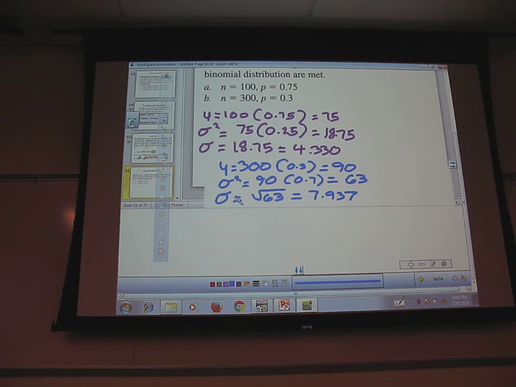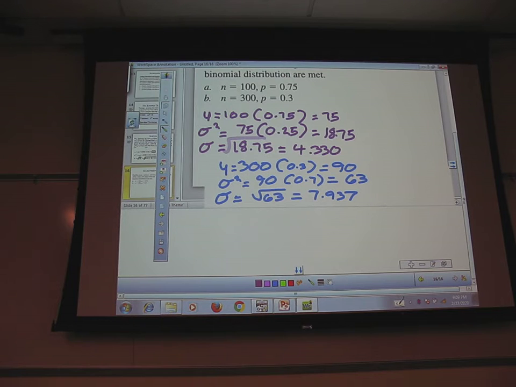I took n and then I multiplied it by little p to get the mean. For the variance, I took the answer that I got from the mean and I multiplied it by little q to get 18.75. And then for the standard deviation, I took the square root of 18.75, and then I got 4.33.